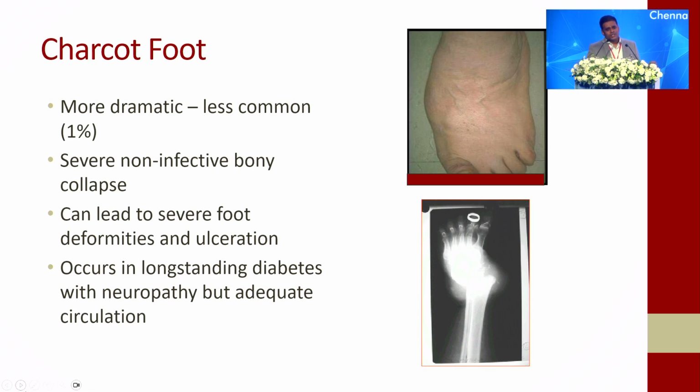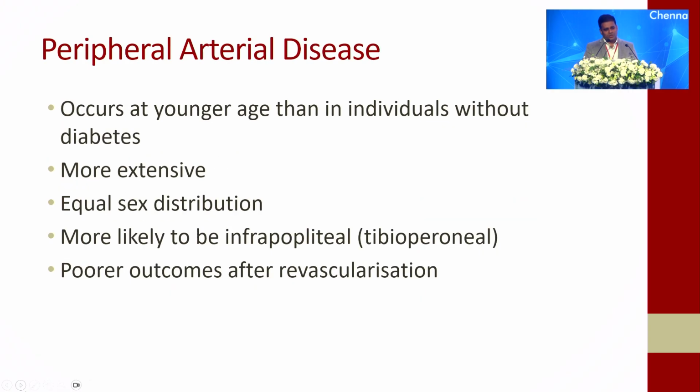This is the Charcot foot. It's most dramatic but less common, nearly 1%. It's a severe non-infective bony collapse and can lead to severe foot deformities and ulceration. It occurs in long-standing diabetes with neuropathy, but many times people will have adequate circulation with this Charcot foot, as shown in the X-rays. It's just a bag of bones, we can call it, as the complete architecture of the bones is lost. Another one is peripheral artery disease.